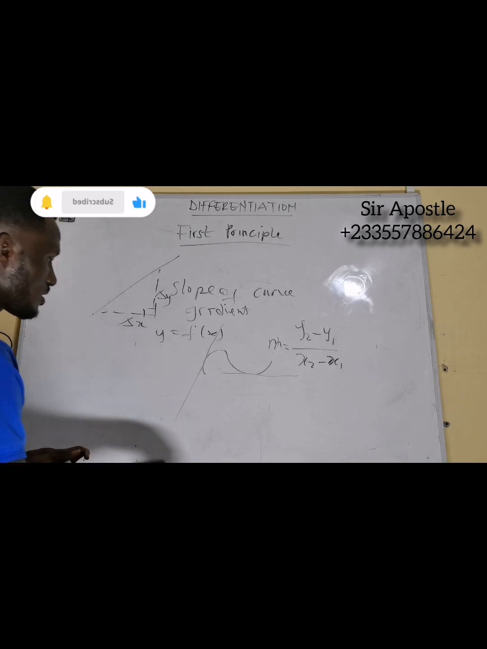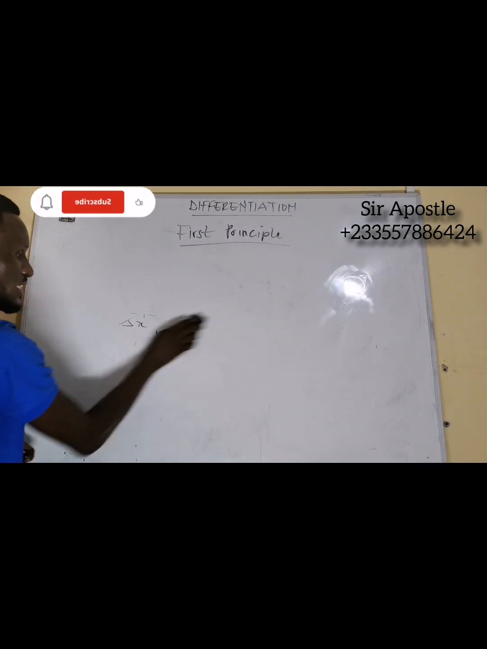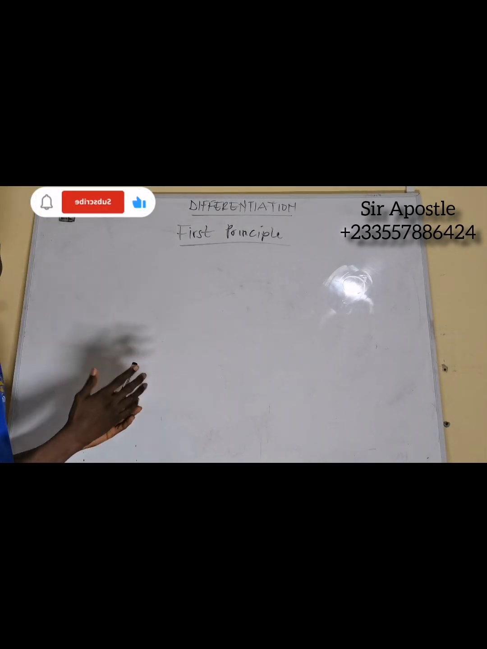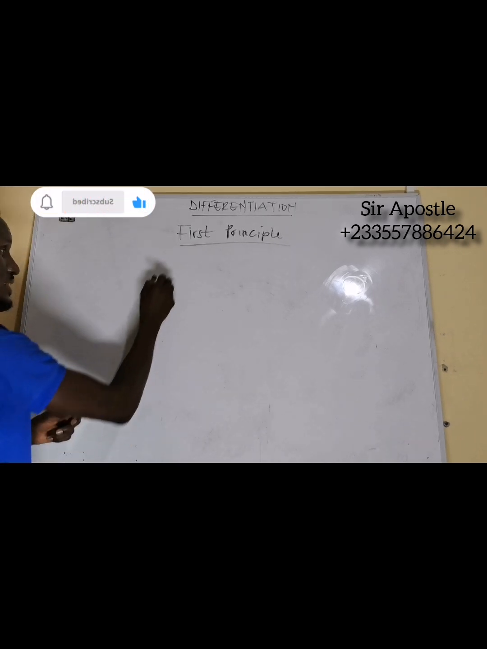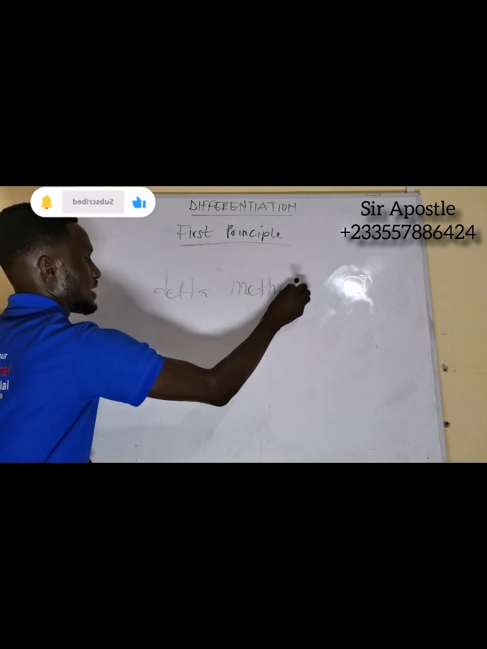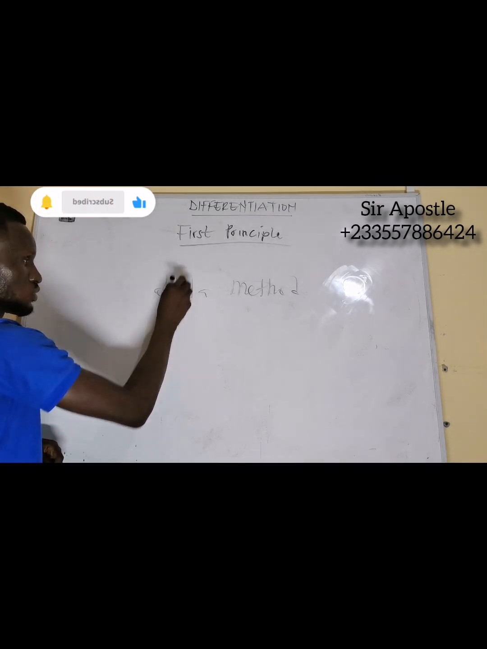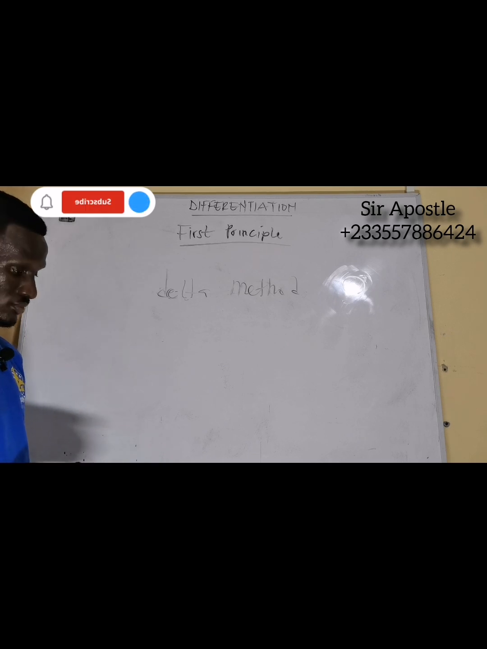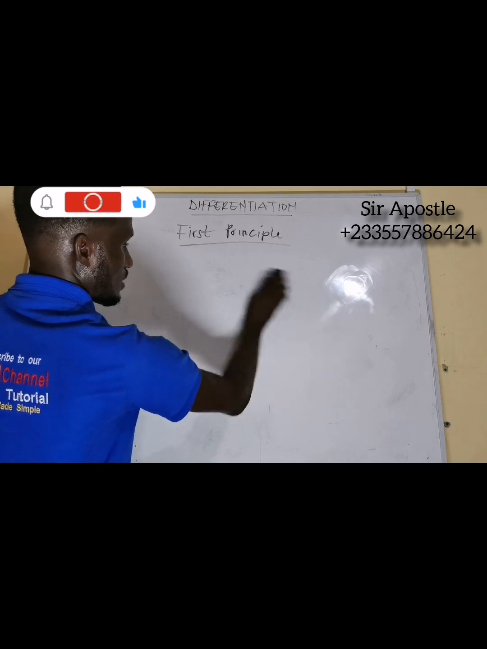Now let's look at how we can find it. Don't forget that finding the gradient is what we call the first derivative. Finding the first derivative is also the same as the delta method. So when they ask you to use the delta method, they want you to go through the first principle, but I'll teach you how to use the delta method to solve.